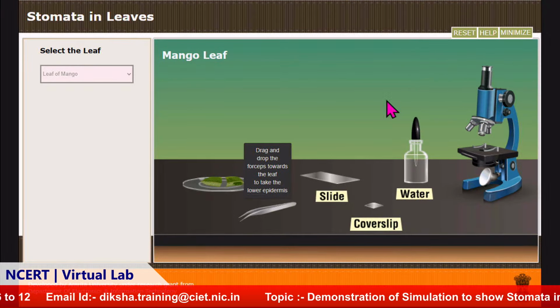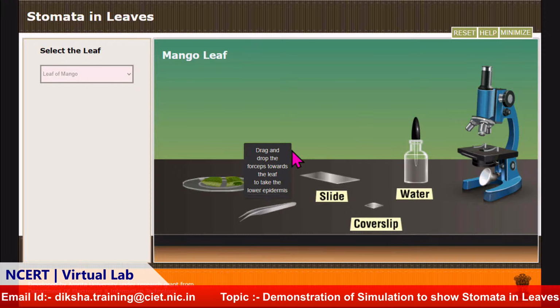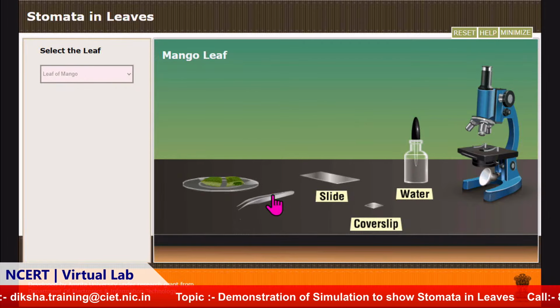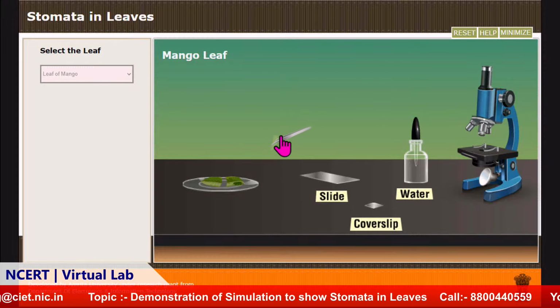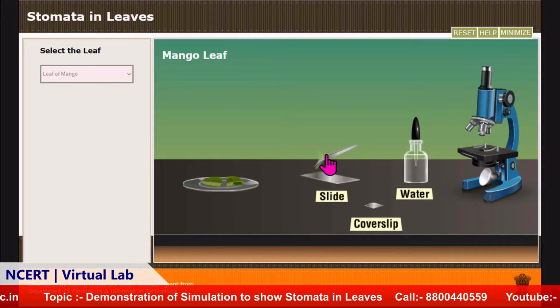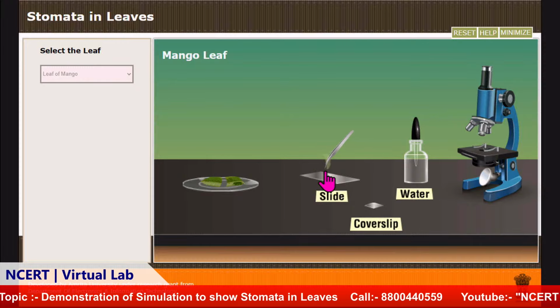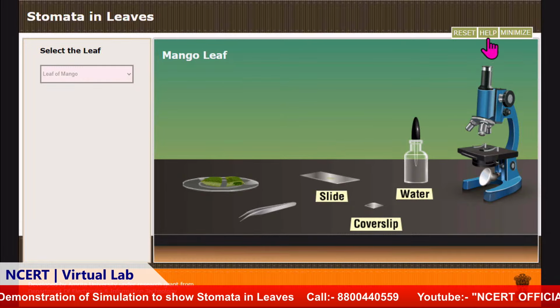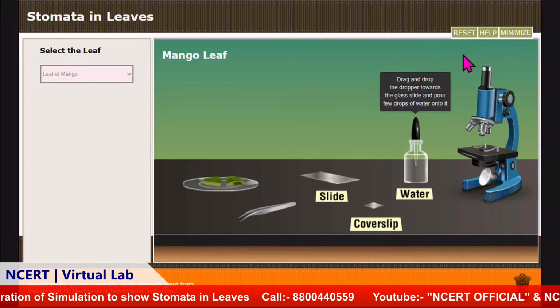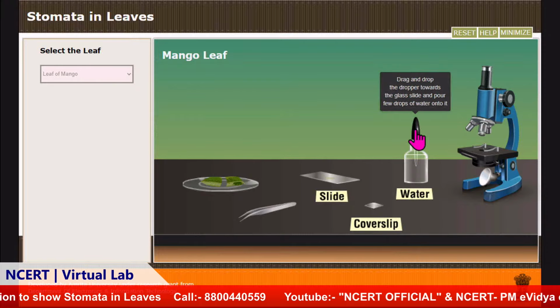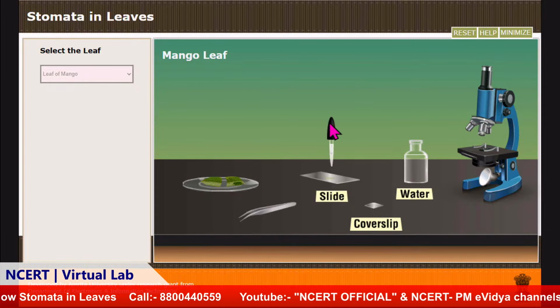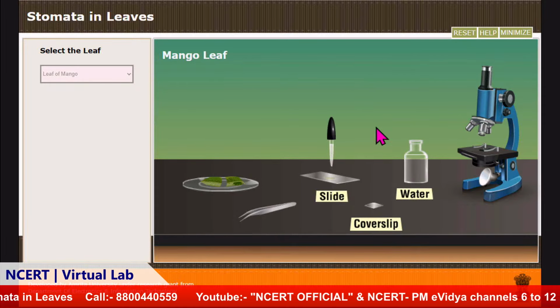So it's giving me direction to drag and drop the forceps toward the leaf to peel from the lower epidermis. Now put that peel on the slide. After that, also take help from the help button. It's asking me to drag and drop the dropper towards the slide to pour some drops of water. Okay.